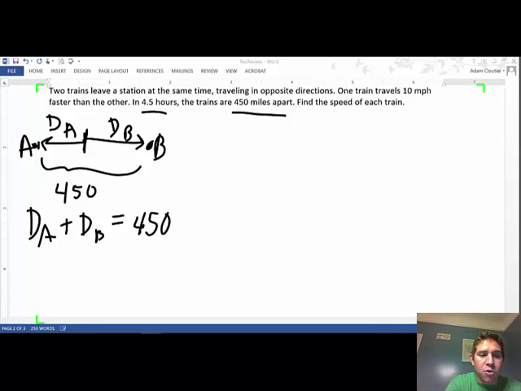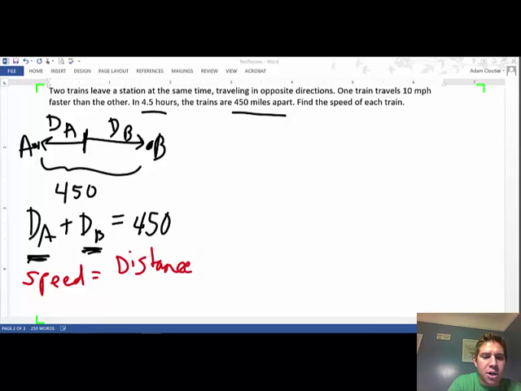In order to get a variable or to solve this equation, we need to know a little bit more about distance. Something we learned earlier is that speed is equal to distance over time. Just like your cars, if you travel some kind of miles per hour, miles is distance and hours is time. So I'm going to write down the formula: speed is equal to distance over time.